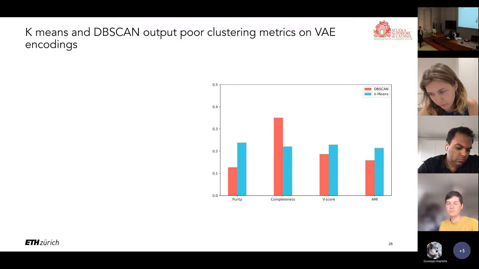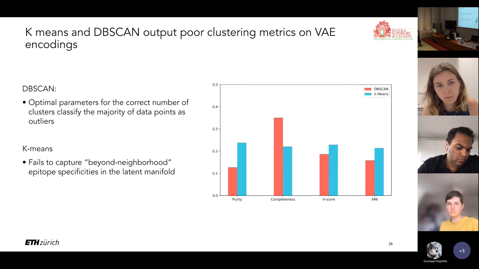And we've seen, by applying DBSCAN and K-means, two popular clustering algorithms, that the performance in those measures is really poor, as you can see, because DBSCAN fails to classify the majority of data points, treating them as outliers, and K-means fails to capture beyond the neighborhood of epitope specificities in the lower rows of the data.